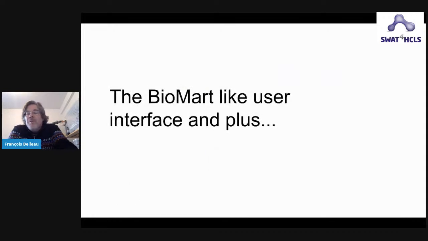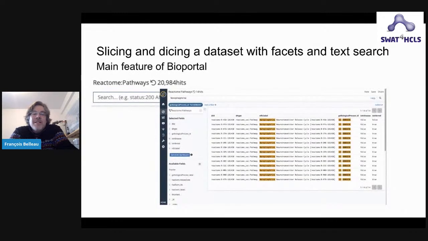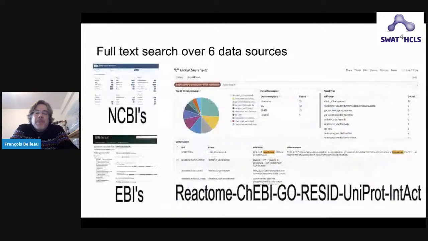So what the user of Biomart had, this is the resulting product. So first we have the slicing and dicing of data sets. This was the main feature of Biomart: selecting columns, filtering things, and using facets. So this is something out of the box from the Kibana Siren Investigate platform.